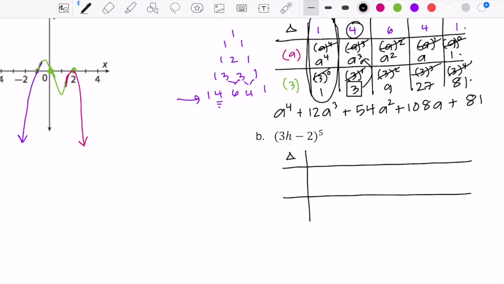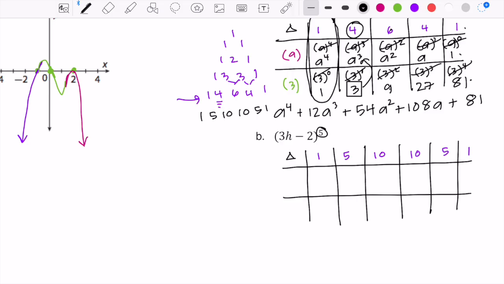I'm just going to use the triangle up above, but now I'm just going to add till I get to the second number is 5, because that's the power there. So I have 1, 5, 10, 10, 5, and 1. And then we're just going to do the same thing we did the last time. The first term here is 3h. Always put it in parentheses. So this is going to be 3h to the 5th, 3h to the 4th, 3h to the 3rd, 3h to the 2nd, 3h to the 1st, and 3h to the 0.